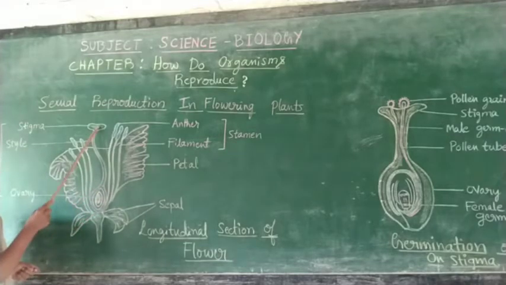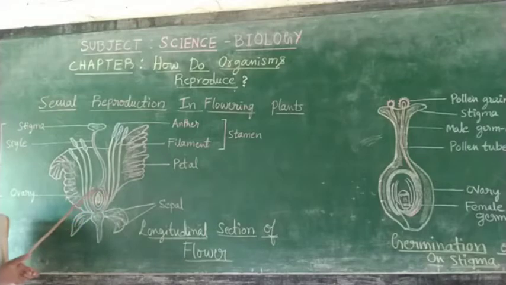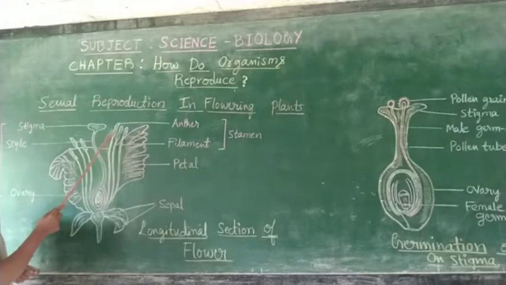This is the female reproductive part of the flower, which consists of the stigma, which is sticky in nature and is elongated to form the style. At the base you have the ovary, which consists of ovules inside it. It is the innermost whorl of the flower. After that you have the stamen, which has the anther.